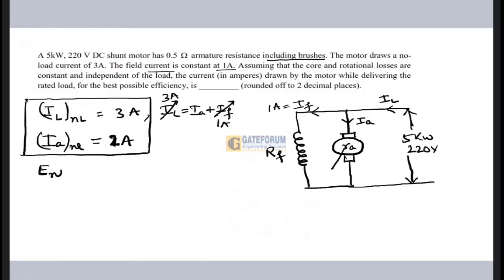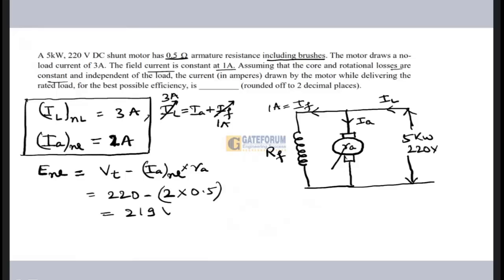So the no load induced EMF will be, core and rotational losses are constant and independent of the load. Yes, we know that. The current drawn by the motor while delivering the rated load, for the best possible efficiency. The no load EMF will be terminal voltage minus IA no load into RA. RA is given as 0.5. VT is 220 volt minus IA no load, 2 ampere, into RA 0.5, so you are getting 219 volt.